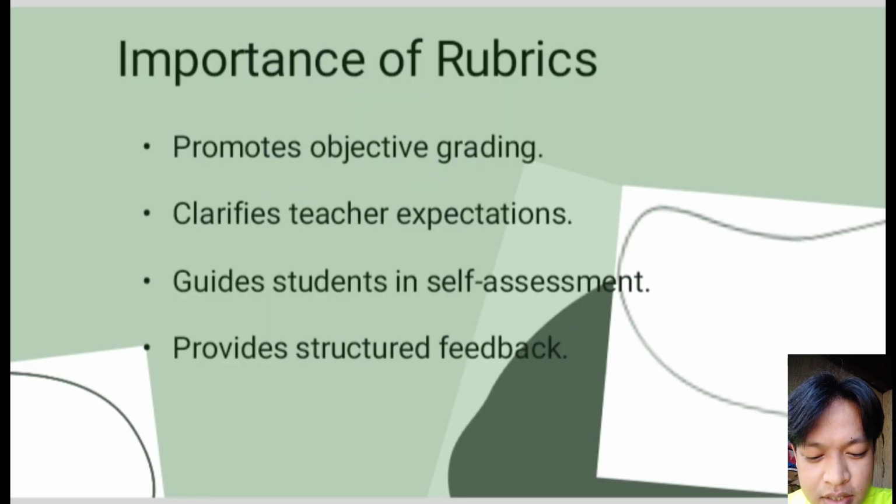Next is importance of rubrics. First is promotes objective grading. Rubrics provide clear criteria and performance levels, reducing bias and increasing consistency in grading. Because the criteria are predefined, different assessors are more likely to arrive at similar scores for the same work. Next is clarifies teacher expectations. Rubrics clearly communicate what is expected of students, leaving less room for misinterpretation.